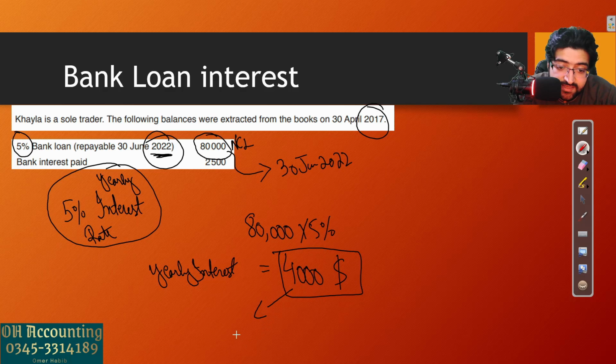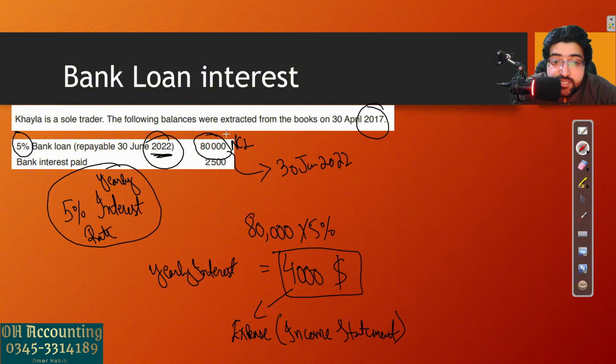Interest is an expense. So we have to include this in the income statement for the year. Okay, that's the first thing you're supposed to do. Then in the SOFP, you will record this 80,000 as a non-current liability. Okay, that's the second thing you have to do.